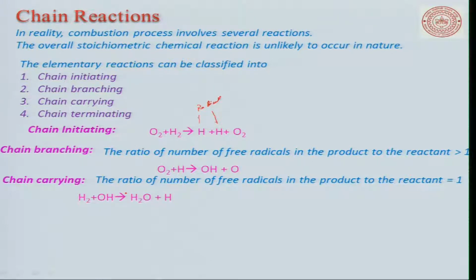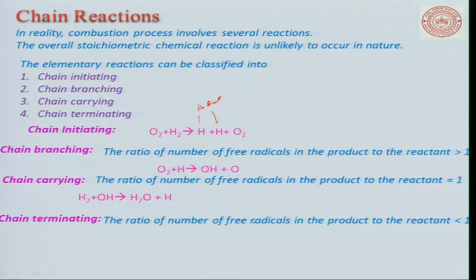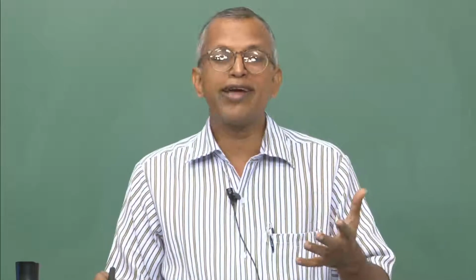Therefore, this is known as a chain carrying reaction. And chain terminating is where the ratio of the number of free radicals in the product to the reactant is less than 1. That means you are basically reducing the number of radicals.